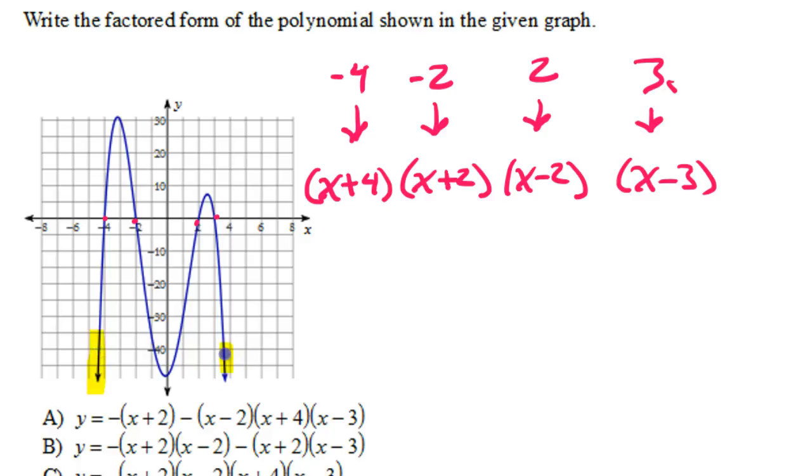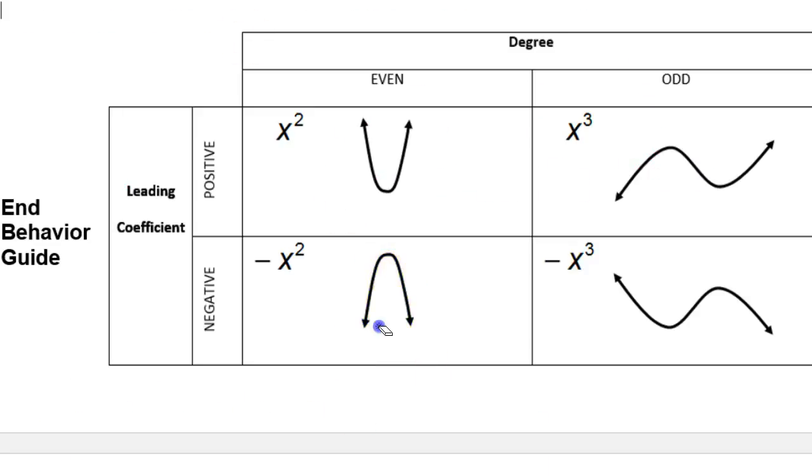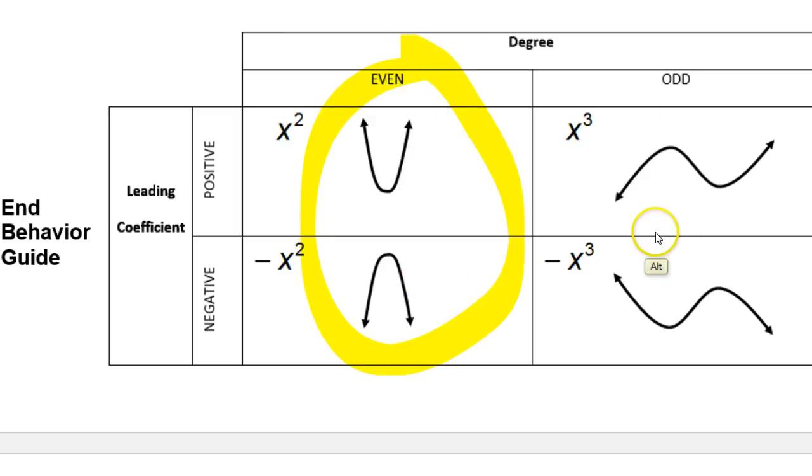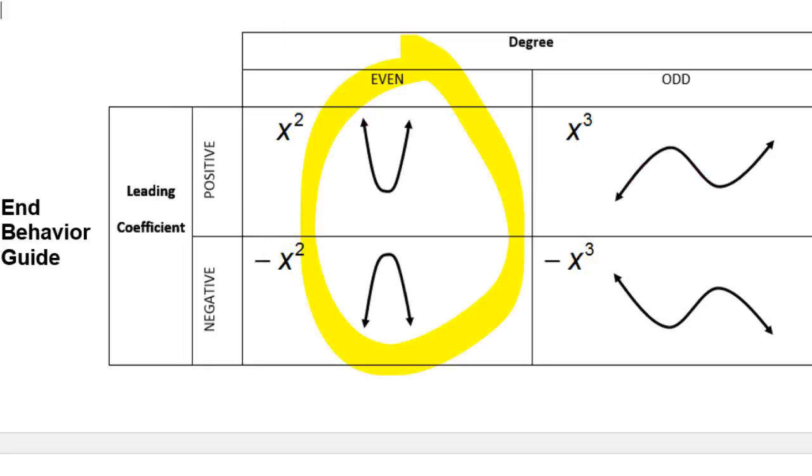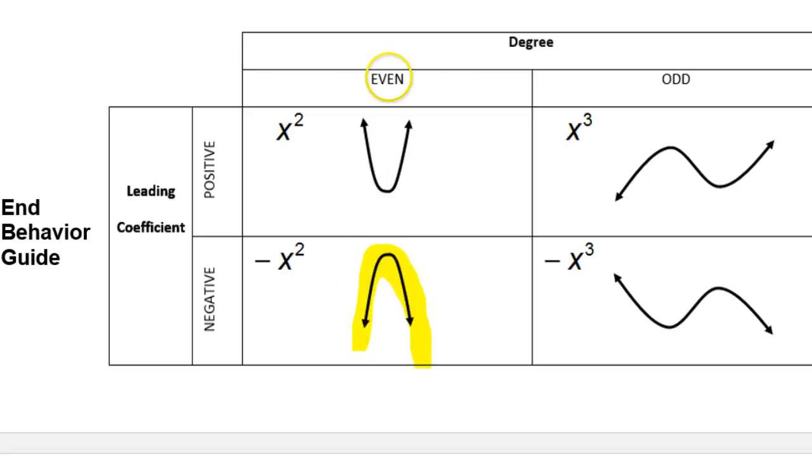Now, see how these arms are both facing down. End behavior works like this. There are four types of end behavior: both arms up, both arms down, one down and one up, one up and one down. These are the end behaviors for even degree, and these are the ones for odd degree. See how both arms are pointing down? That is the end behavior that is shown right here. Okay, that means we're dealing with even degree, by the way.